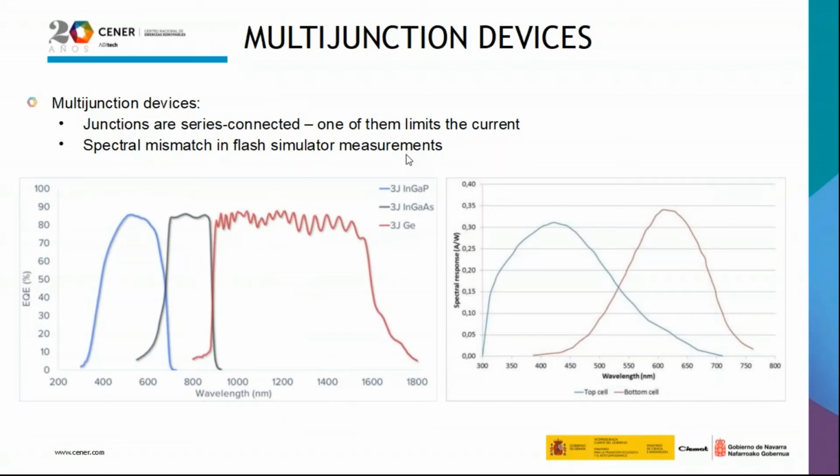Regarding multi-junction devices, it's important to mention that the junctions are series connected, so one of them limits the current. If you are using a flash simulator with the spectral distribution not very well matched to the real sun, you will have one of the junctions limiting the current, and you will have a spectral mismatch that you cannot correct.